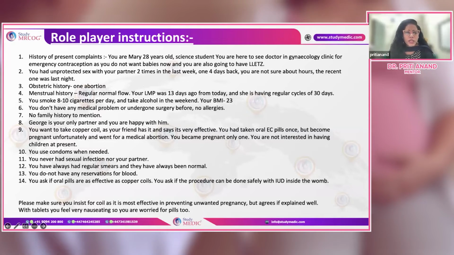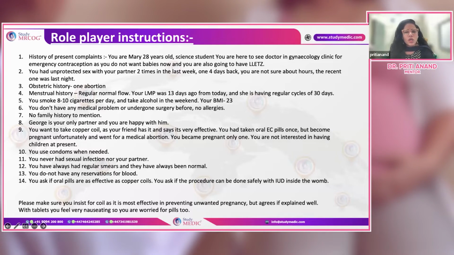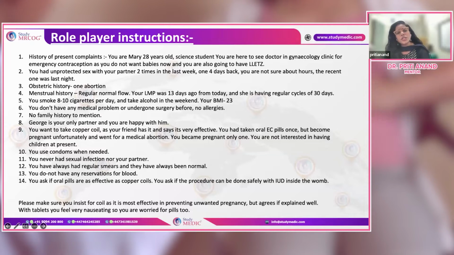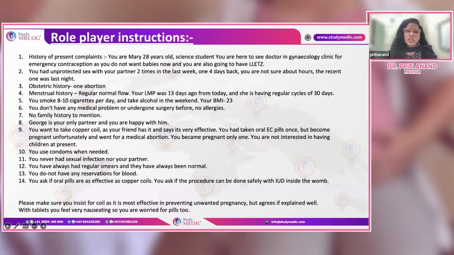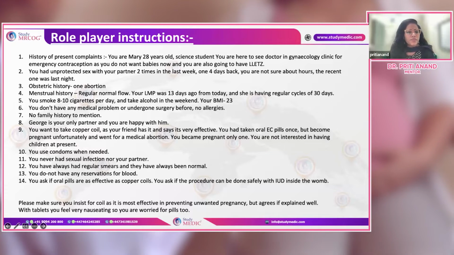With regard to obstetric history, she has 1 abortion. Menstrual history, she has a regular normal flow. LMP was 13 days back. Regular cycles of 30 days. That means this is very important in history taking, because when the patient is coming for emergency contraception, we need to know whether she is coming pre-ovulation or post-ovulation. So this history is very important.